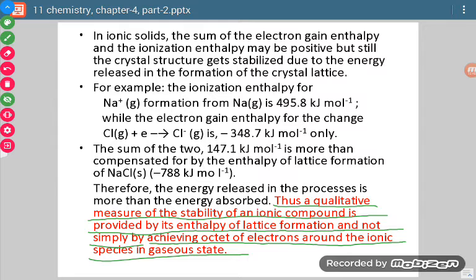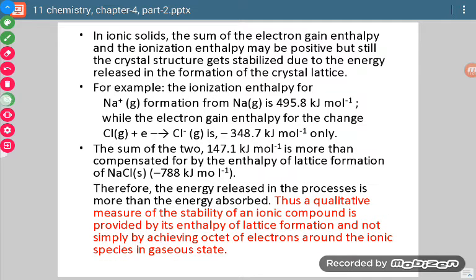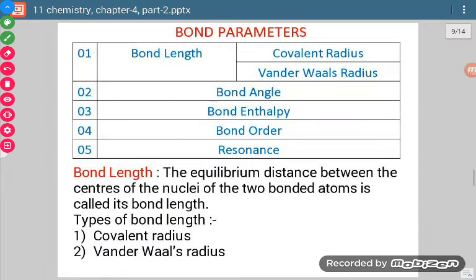So what does it mean? It means that if we are simply making 8 electrons in the outermost shell of the combining atoms, then that will not make it stable. But what will make it stable? The lattice enthalpy plays its role. That is very much responsible for the formation of a stable compound.